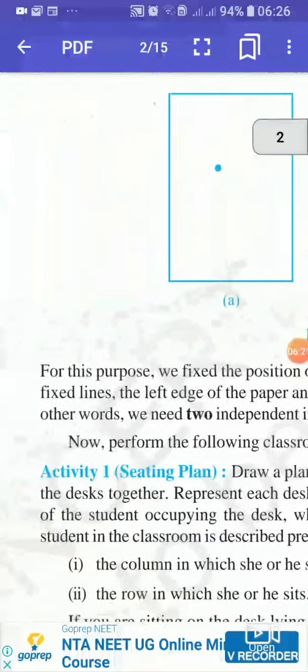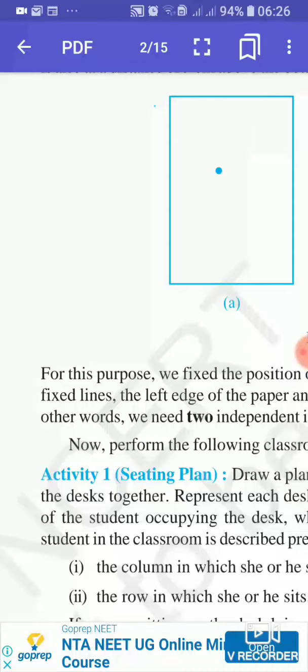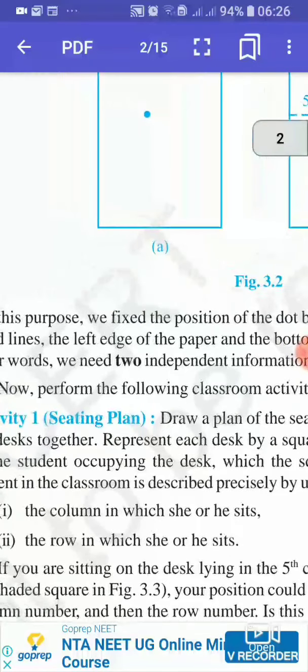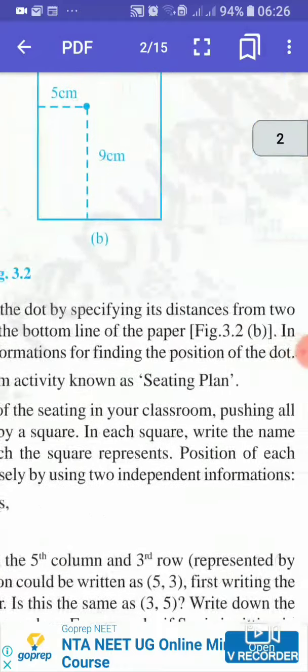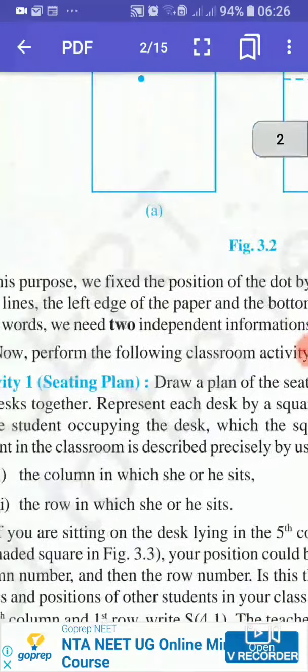Okay, in other words, we need two independent pieces of information. This is a very important point. We need two independent pieces of information for finding the position of the dot.